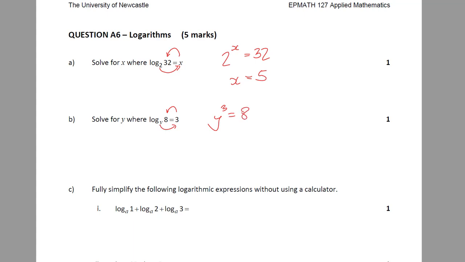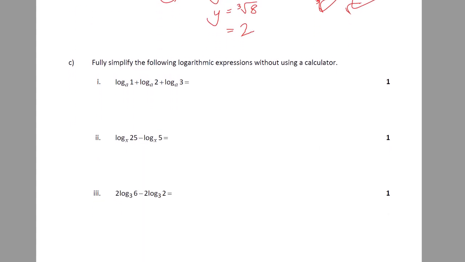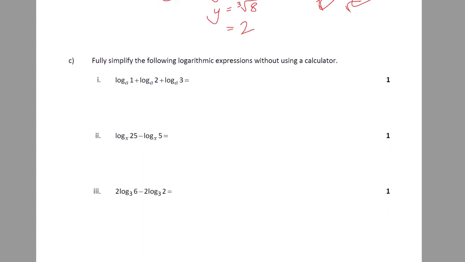There we are. Same method, y to the 3 equals 8. What's the opposite of cube? I know if I had an x squared equals something, the opposite of squared is square root. So what's the opposite of cubed? Cube root. So to get rid of a cube, take the cube root. And what's the cube root of 8? It'd be a 2, because 2 by 2 by 2 gives 8.